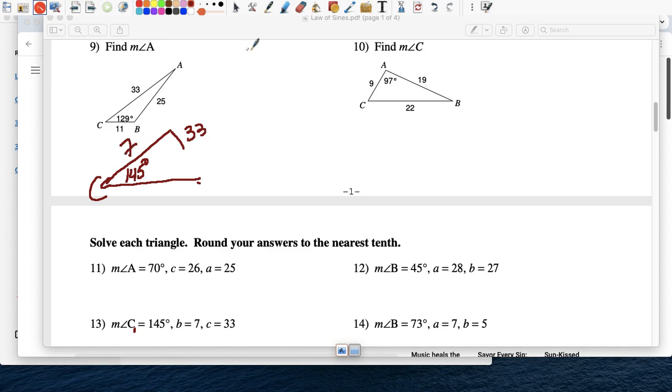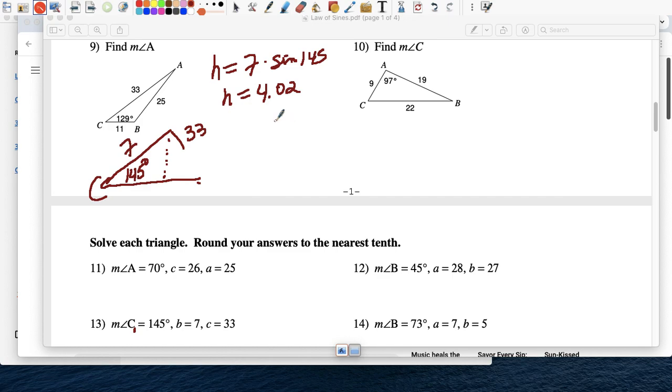So first thing, let's find the height. Height is going to be 7 times sine of the angle. And h is going to be 7 times sine of 145, and that's going to give us 4.02. The height, this height here, is 4.02.